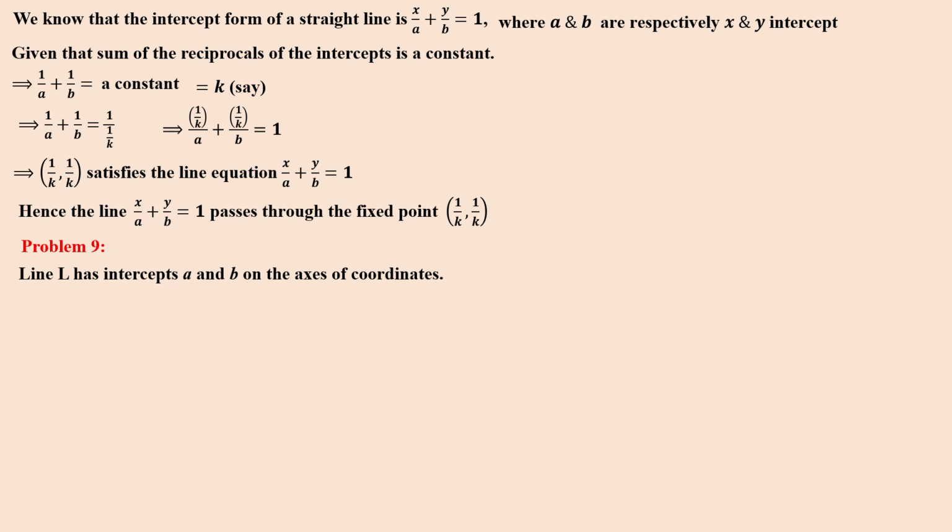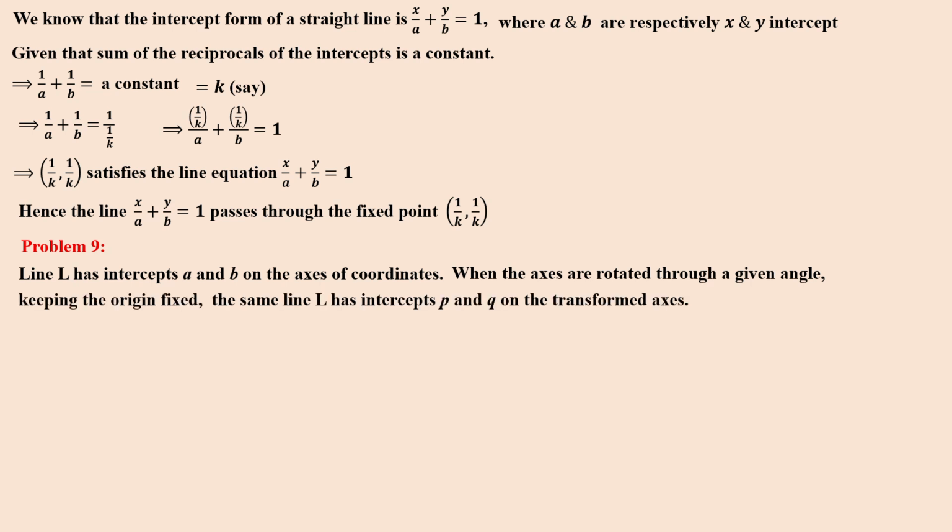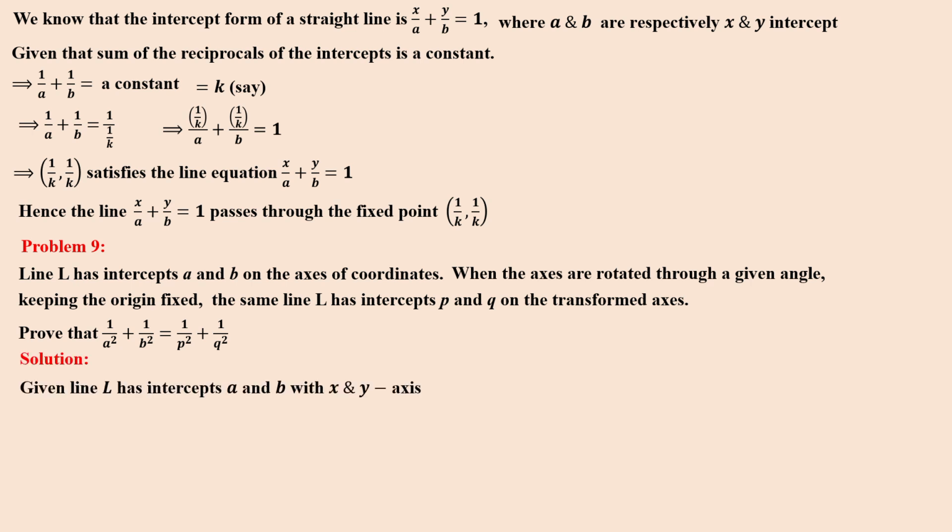Line L has intercepts A and B on the axes of coordinates. When the axes are rotated through a given angle, keeping the origin fixed, the same line L has intercepts P and Q on the transformed axes. Prove that 1 by A square plus 1 by B square is equal to 1 by P square plus 1 by Q square. Given: L has intercepts A and B with the x and y axes.